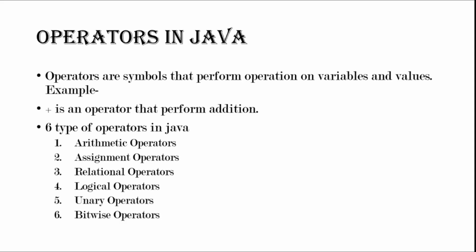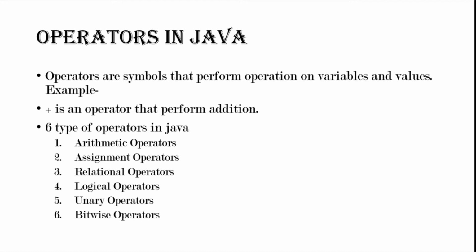Hello everyone. In this video, we are going to learn operators in Java. What are operators? Operators are symbols that perform operations on variables and values. For example, plus is an operator that performs addition. It means we use the plus sign to add two values or variables.